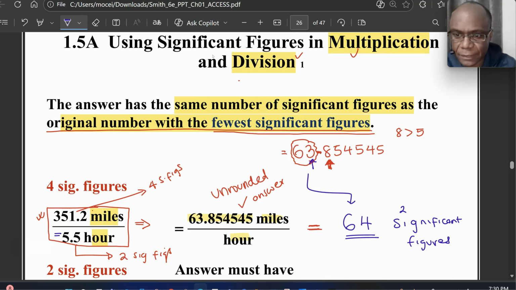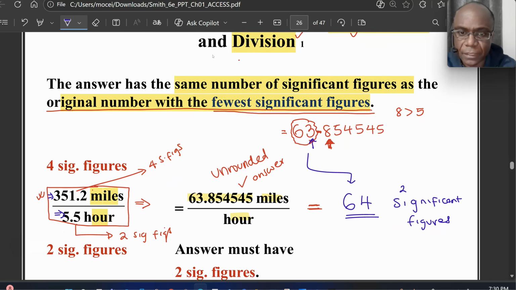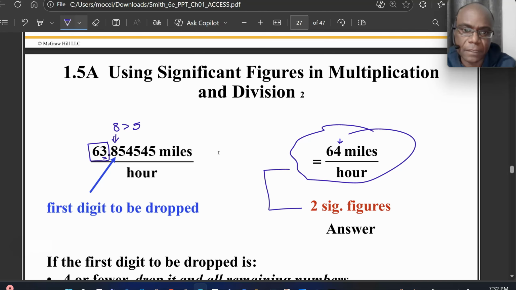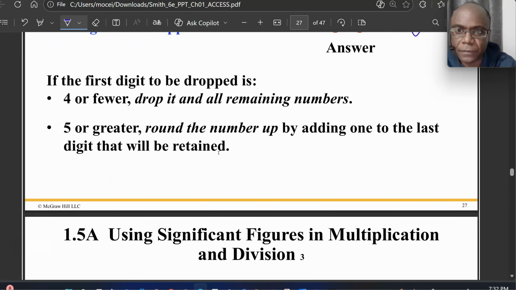Referencing the 2 sig figs we had in 5.5, which was fewer than the 4 significant figures we have in 351.2. So again, this is the first digit after the 3, knowing that we have to keep 2 significant figures, and it's above 5. So the 3 is upgraded to 4. So the final answer is 64. That's our 2 significant figures.